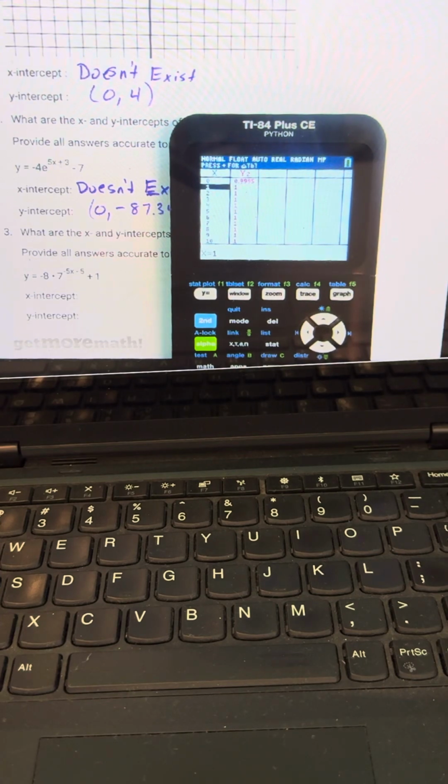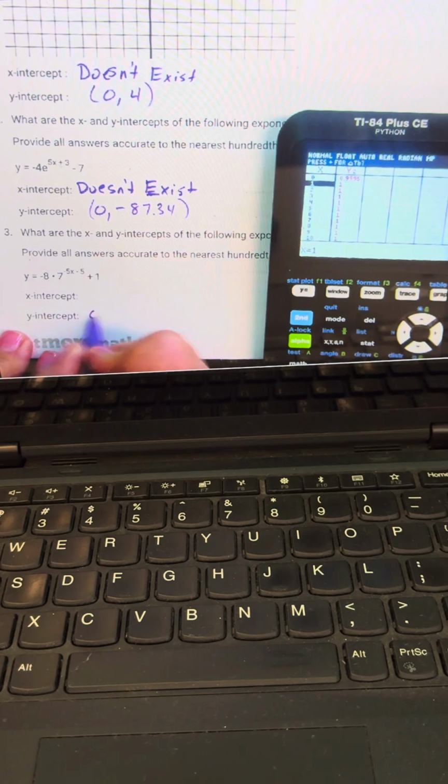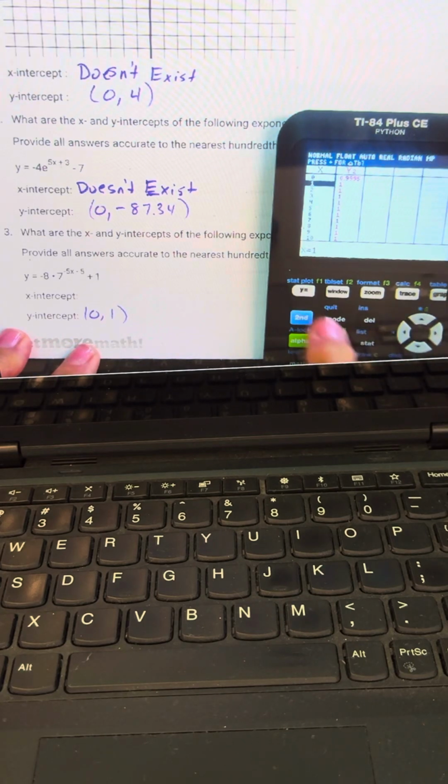How many decimal places is the nearest hundred? It's 2, but what are the 9s going to do to it? Round up. So the y-intercept is going to be 0, 1, because it's going to round up to 1. So the 9 is going to make it go up. The x-intercept is when y equals 0. So we're going to get really small right here.